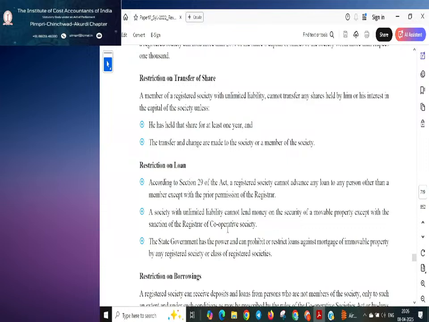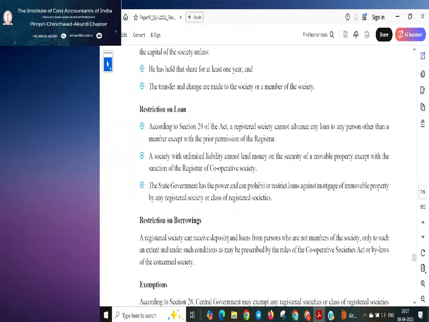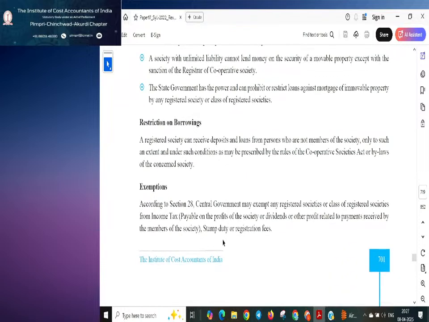And a society with unlimited liability cannot lend money on the security of movable property except with sanction from the registrar. And the state governments have the power to prohibit or restrict loans against mortgage of immovable property by any registered society or class of registered societies. So, while we look at the granting of loans, these are all the restrictions in the case of a cooperative society. When it comes to restrictions on borrowings, it can receive deposits and loans from persons who are not members of the society, but only to an extent as may be prescribed by the Cooperative Societies Act or bylaws of the concerned society.